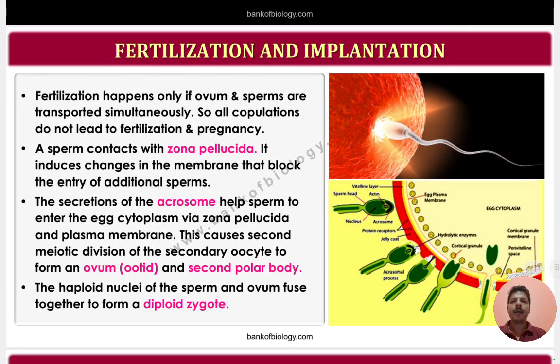Here it is said, it happens only if the ovum and sperm are transported simultaneously. Remember, all copulation does not lead to fertilization and pregnancy. A sperm contact with zona pellucida induces changes in the membrane that block the entry of additional sperm. The secretion of the acrosome helps the sperm to enter the egg cytoplasm via zona pellucida and the plasma membrane. This causes the second meiotic division of the secondary oocyte to form an ovum or ootid and the second polar body.